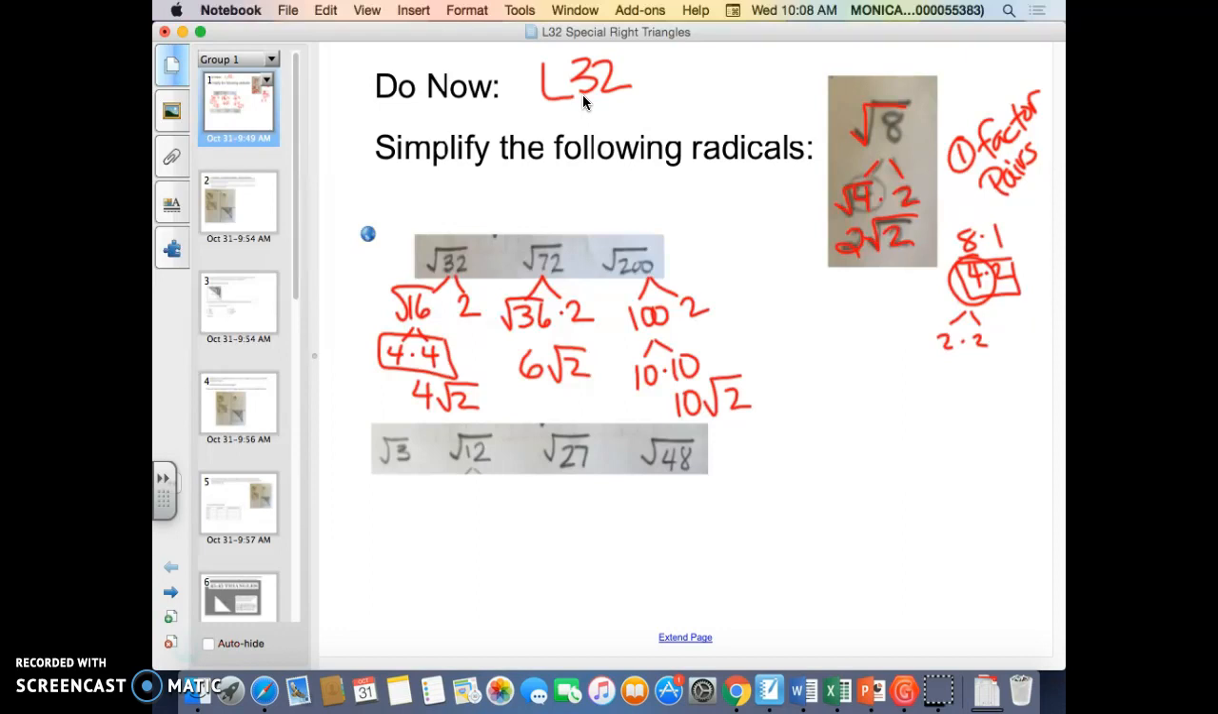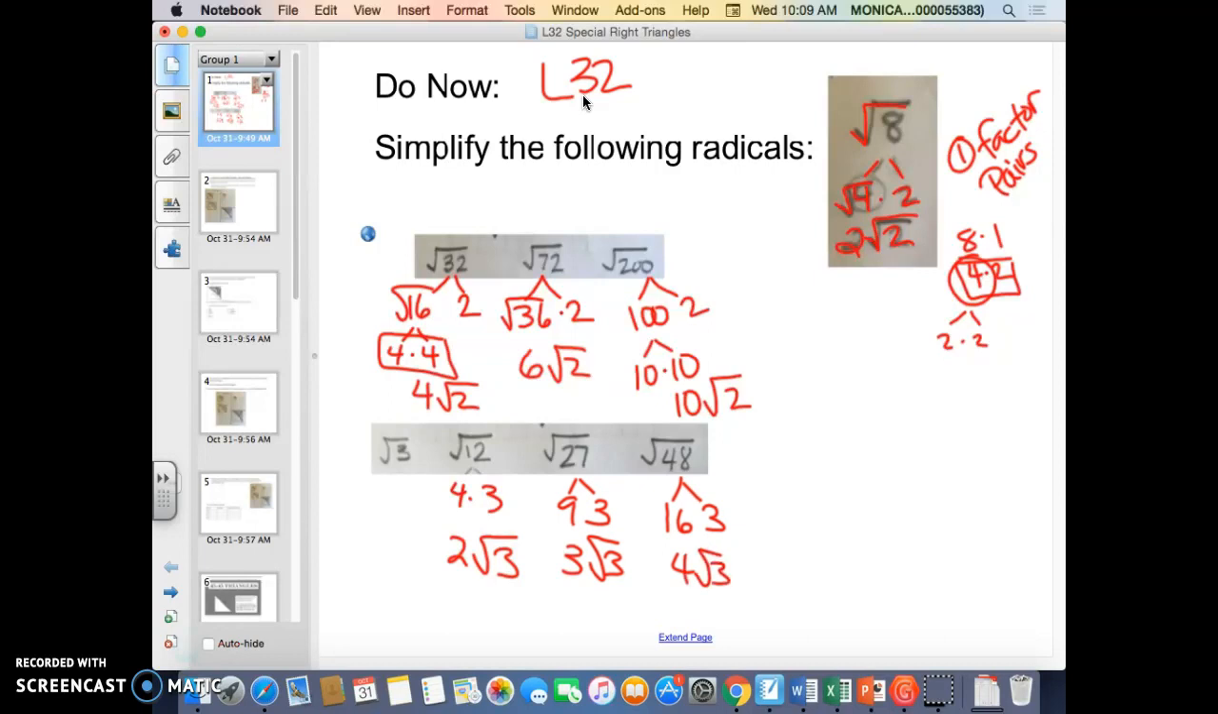Down here, these would be all square roots of 3. So 12 is 4 times 3. So the 4 comes out as a 2, and the 3 gets left behind. 27 is 9 times 3. The 9 comes out as a 3, and the other 3 is left behind. And then 48 is 16 times 3. So the 16 comes out as a 4, and the square root of 3 stays behind.